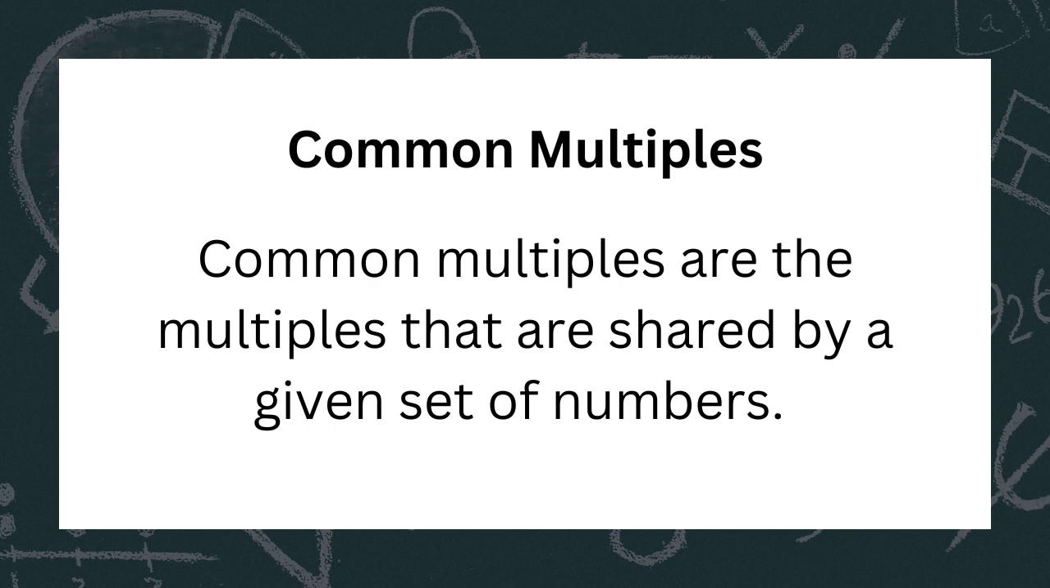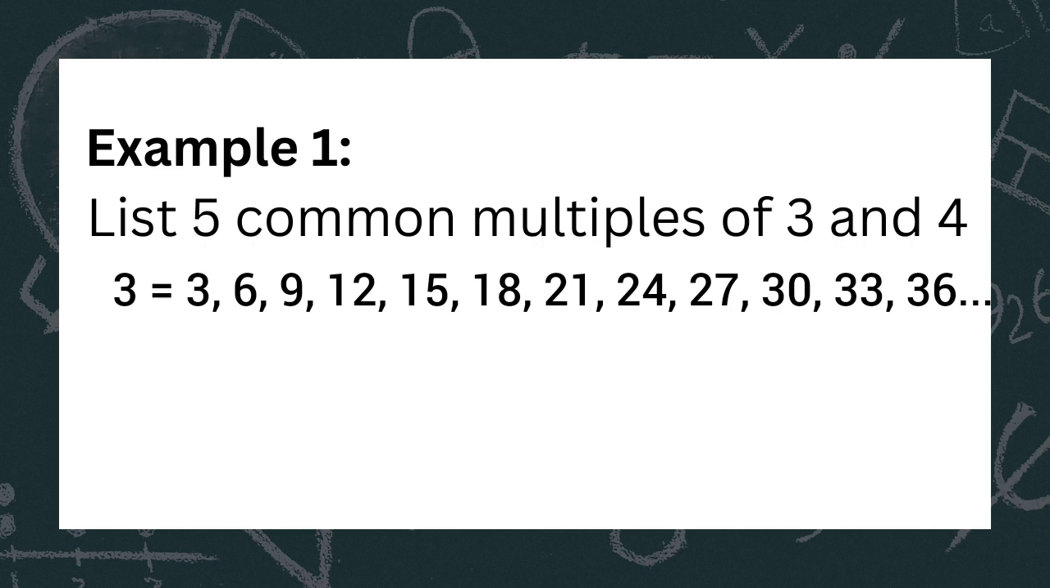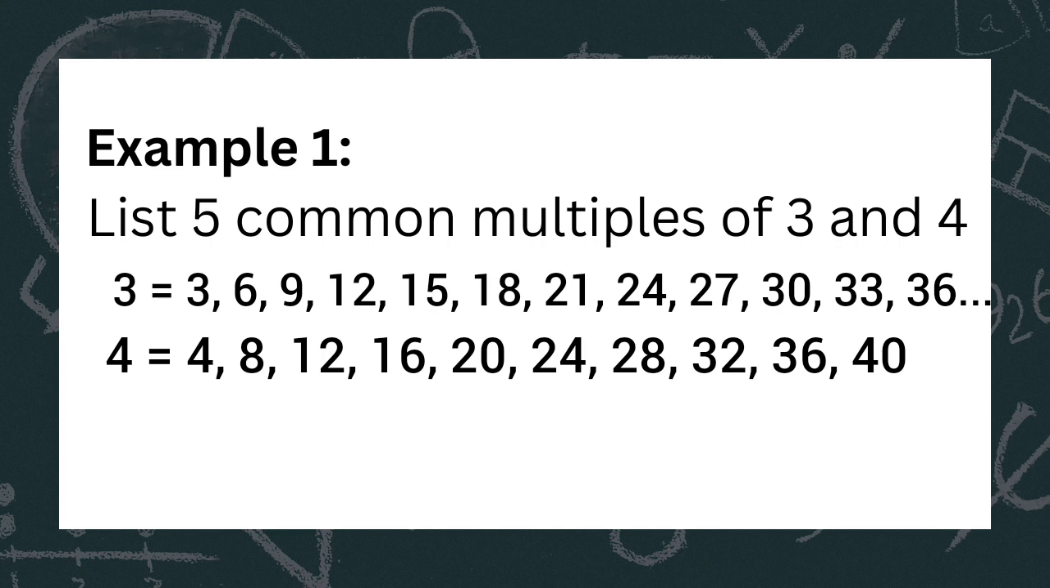Common multiples. Common multiples are multiples that are shared by a given set of numbers. Example. Give 5 common multiples of 3 and 4. Here we are going to list the multiples of 3, list the multiples of 4, and look for the multiples that are common. When we say common, they appear both as a multiple of 3 and also as a multiple of 4.